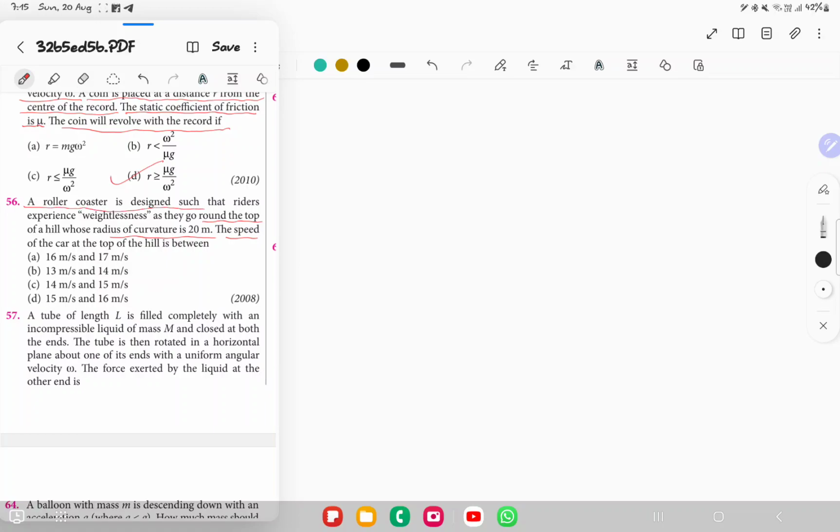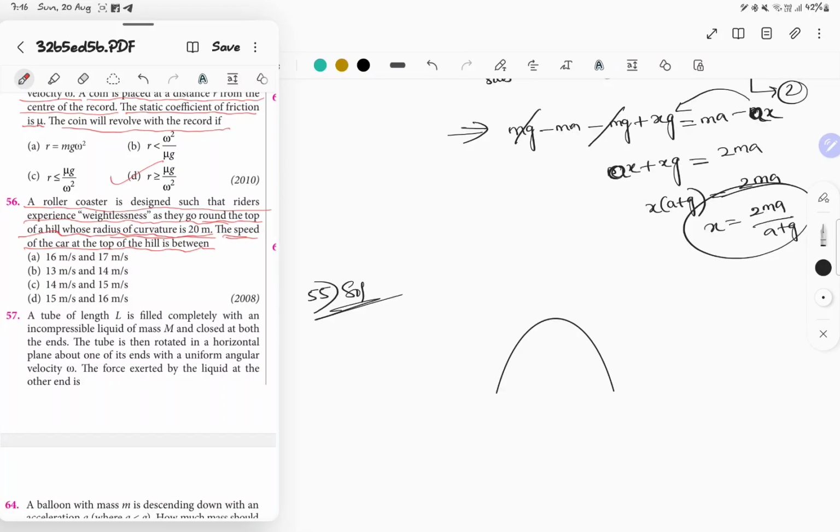A roller coaster is designed such that riders experience weightlessness as they go around the top of a hill whose radius of curvature is 20 meters. The speed of the car at the top of the hill is in between. Let me consider this is a hill and a roller coaster is going over it here. Let me consider the mass of that as m. At this point of contact, the object is feeling weightlessness.